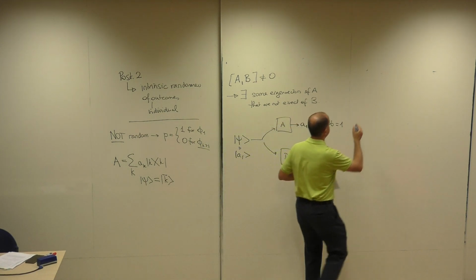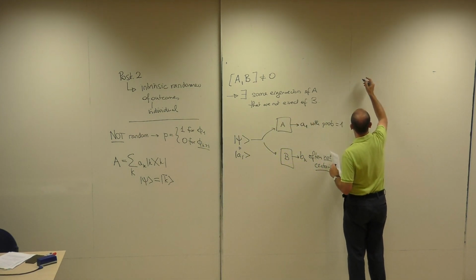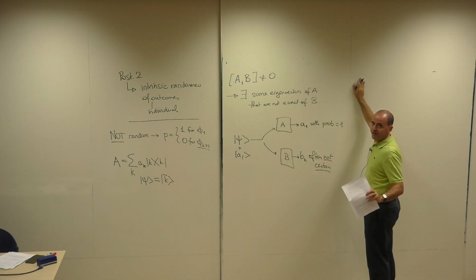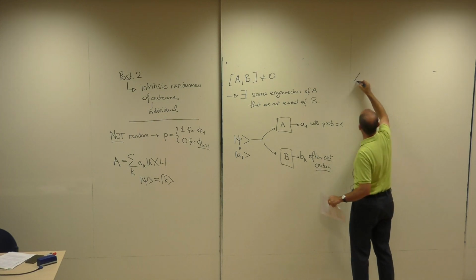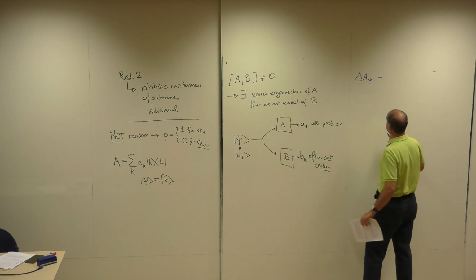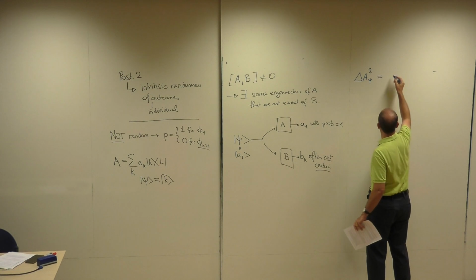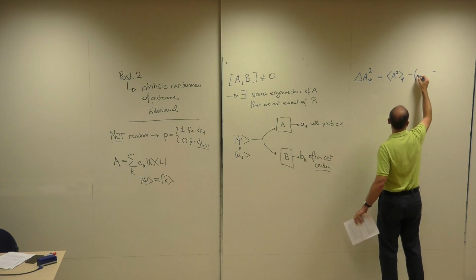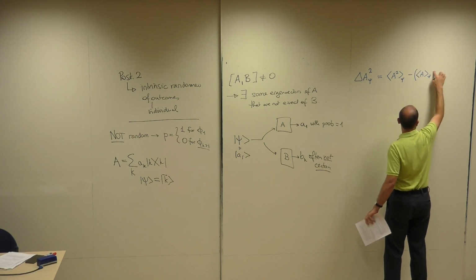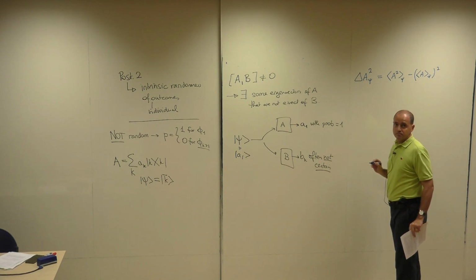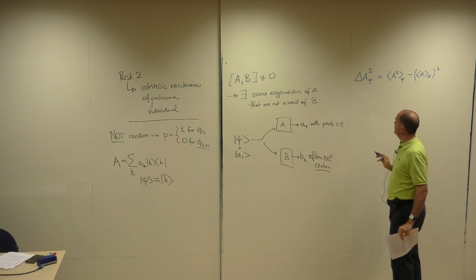It says that the variance, okay, let me first define the variance of an operator. So the variance delta A on psi is, as usual, the same thing as the variance. So the square of this would be the average of A squared on the state psi minus the average of A on the state psi, squared. Okay, that's the usual definition of variance.